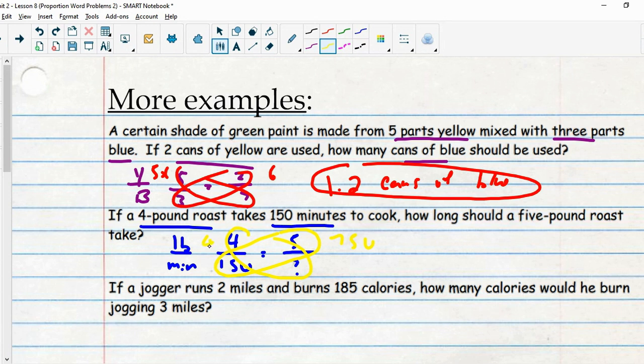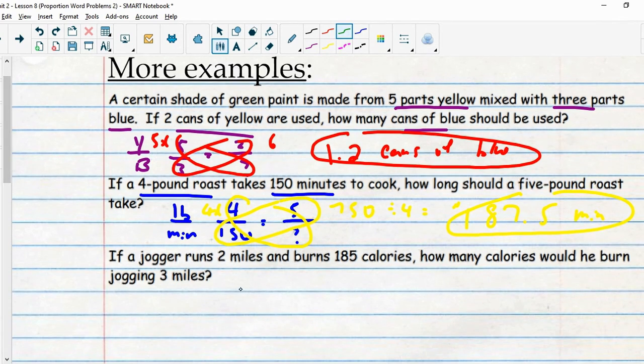4 times what gives us 750? So I'll divide it by 4. 750 divided by 4 is 187.5. 187.5 what? Minutes. 187.5 minutes. All right, last one, and then I'll just let you practice on your own.